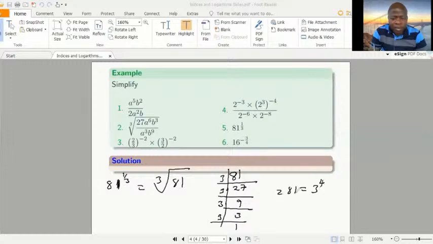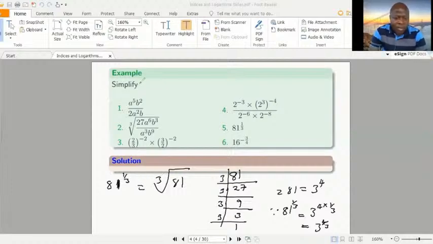But what I want is the cube root of 81. So therefore, 81 raised to a third is the same as 3 raised to 4 times a third. This is 3 raised to 4 out of 3. So that is the answer to this question. That is the answer.